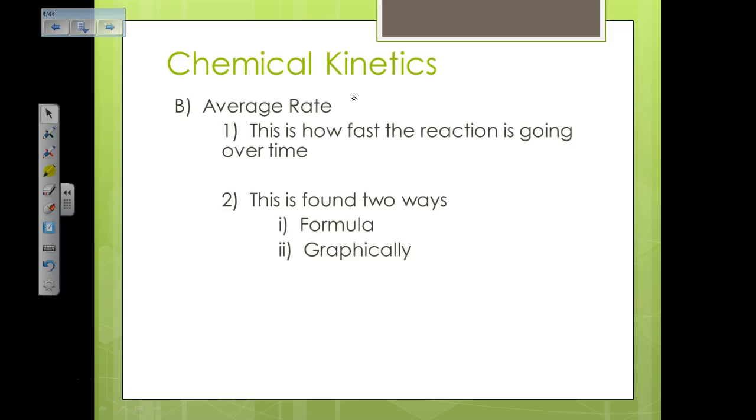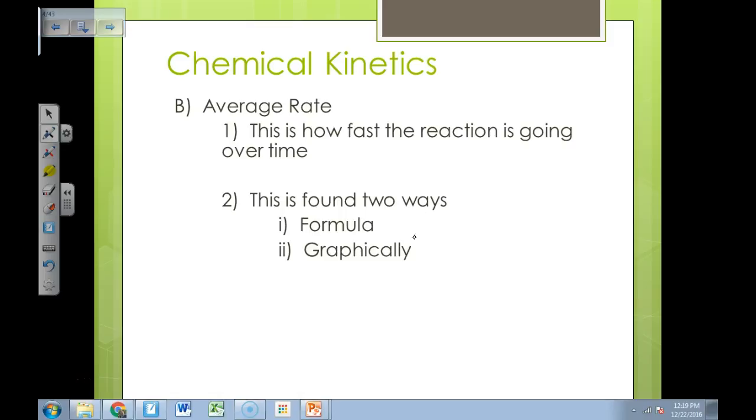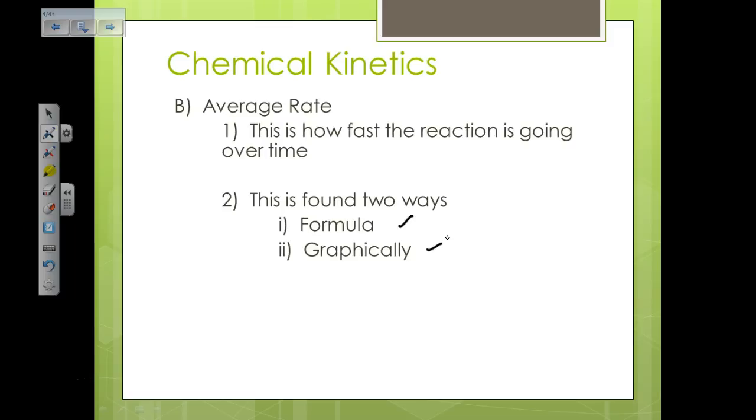The average rate of a reaction is really what it sounds like. It's kind of how fast the reaction goes at the beginning and how fast it goes at the end. You take the average of the two, and that's the average rate of the reaction. You can find this either by using a formula, or graphically, by doing all those things that you learned in high school algebra.